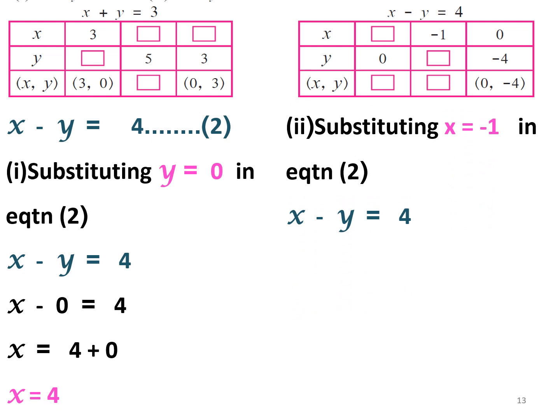Next, substituting x = -1 in equation 2, x - y = 4. -1 - y = 4, -y = 4 + 1, -y = 5. Therefore, y = -5. So, when the value of x is -1, the value of y is -5. And therefore, the xy coordinate becomes (-1, -5).